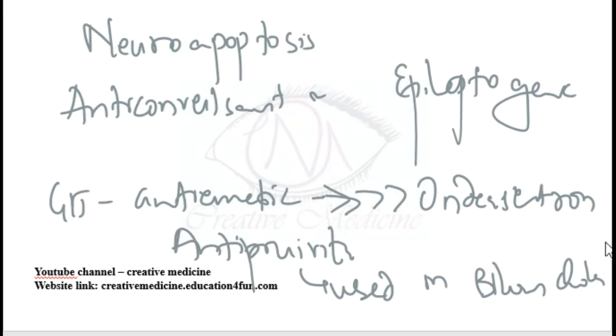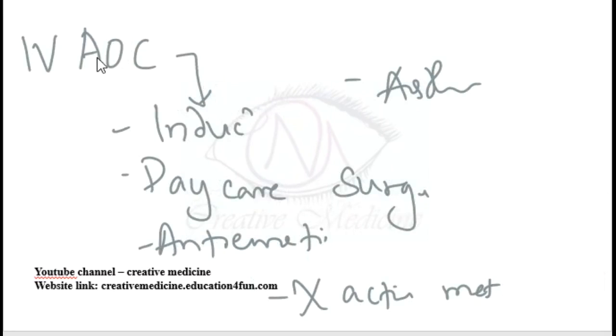It is antipruritic, thus used in biliary cholestasis and opioid-induced pruritus. It is an intravenous agent of choice for induction and maintenance, and for daycare surgeries. It is used as an antiemetic. It is the agent of choice for daycare surgeries because it has shorter half life. It is antiemetic and also it has no active metabolite. It can be used in asthmatics also.